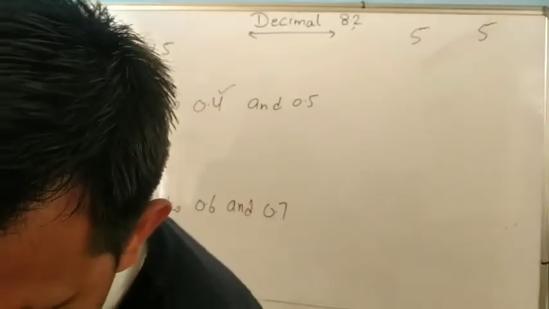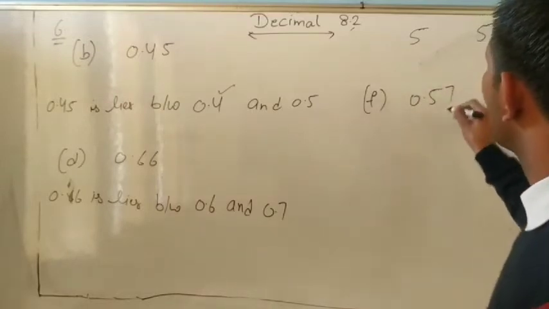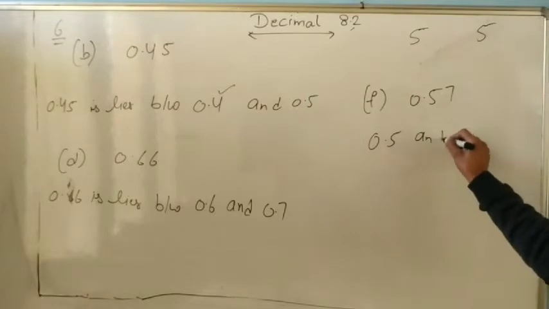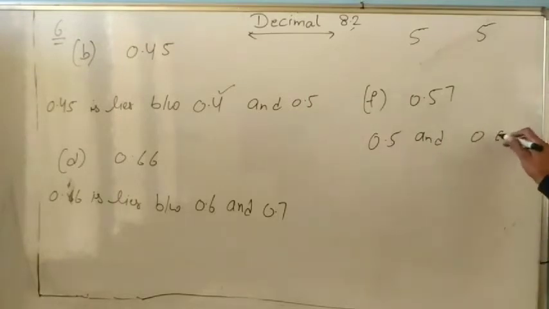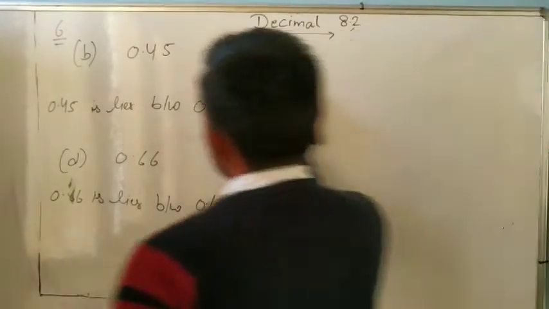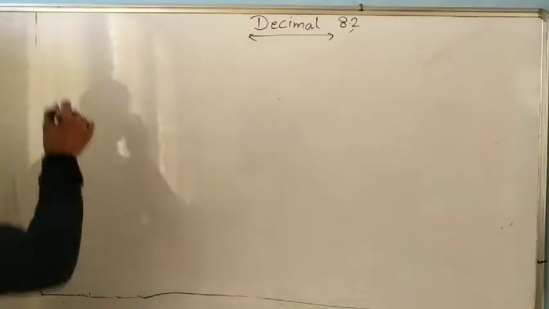One more, F part. 0.57. So it lies between 0.5 and next is 0.6. You can find it. Okay, so write it yourself. Next is question number 7. Last question.